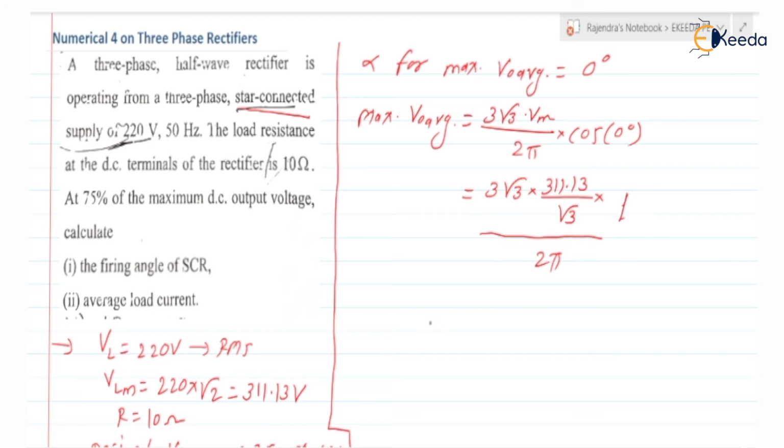Cos 0 is 1. Okay, so if we check this value, it will be 3 into 311.13 divided by 2 pi, that is 148.55. Okay, this is the maximum V0 average we are having.